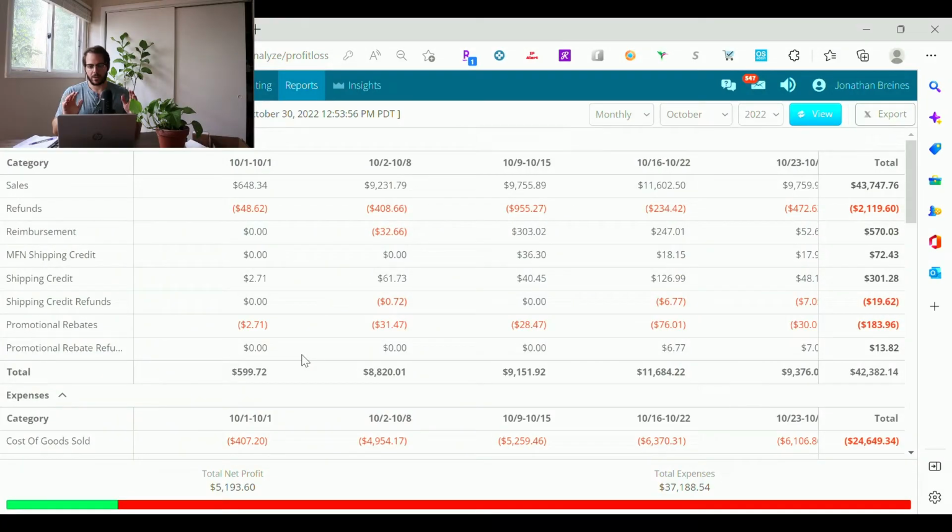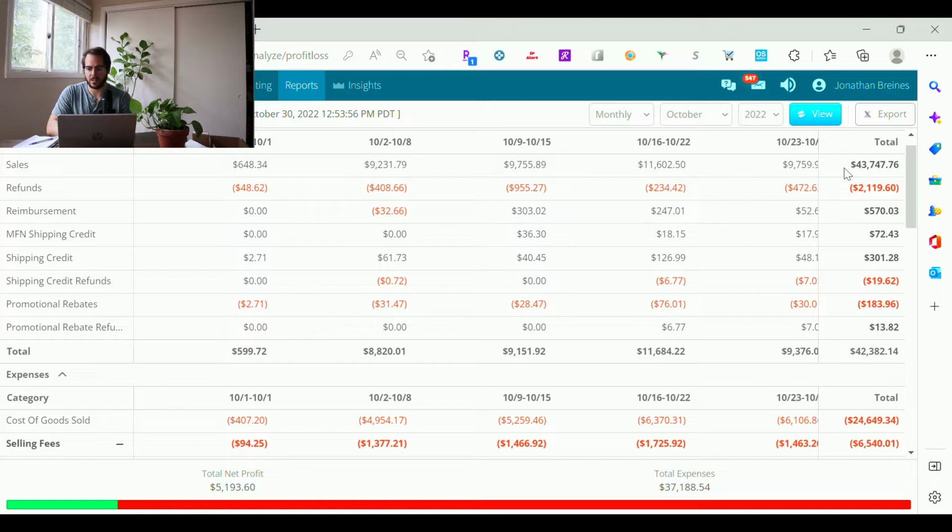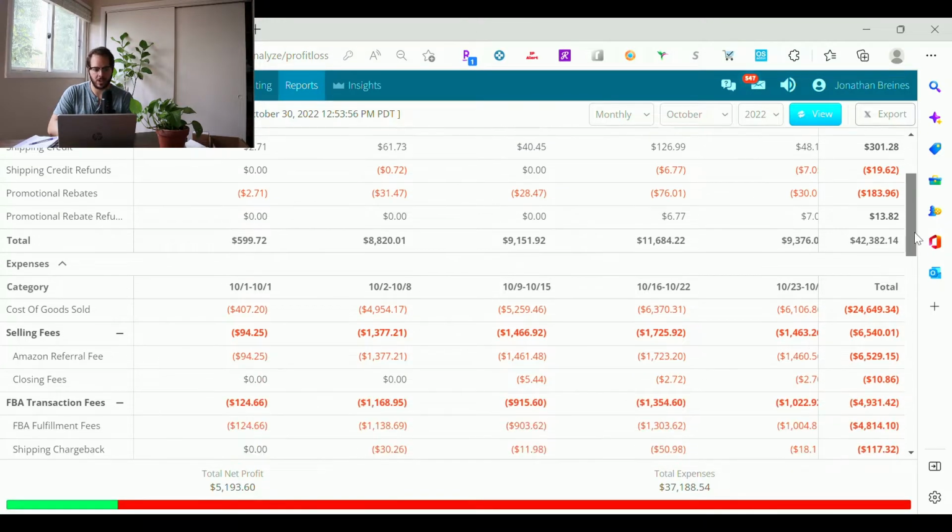So here we are in Inventory Lab, October of 2022. Okay. So top right corner, this is where you can see the sales for the month, $43,747.76. Under that is refunds, and there's reimbursements, shipping credits, things of that nature, which makes that number dwindle down to 42,000 and change.